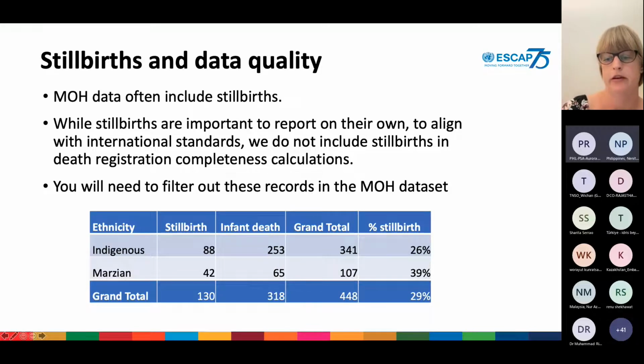So if we didn't take out our stillbirths, we would artificially inflate our infant mortality rate, and we would also decrease our death registration completeness, because these stillbirths wouldn't be registered and our denominator would be higher than our numerator. So you can see how in cases where stillbirths are a significant proportion, it's really important that we take them out of the analysis and that we inquire from our data providers if they're there and make sure that they aren't included.